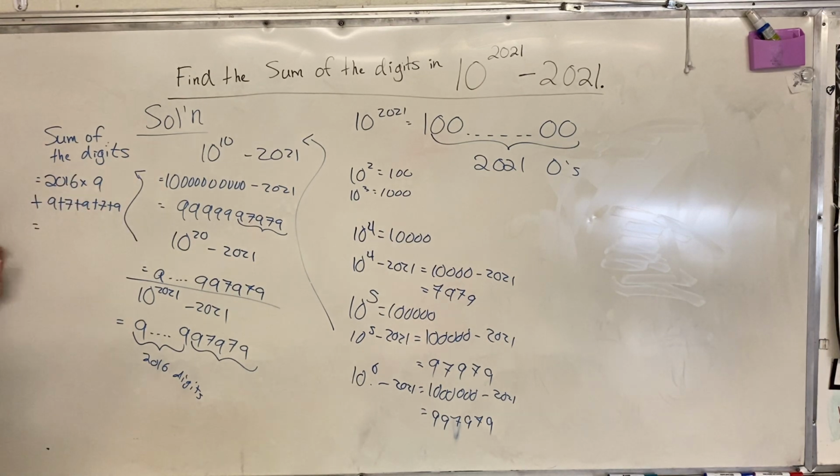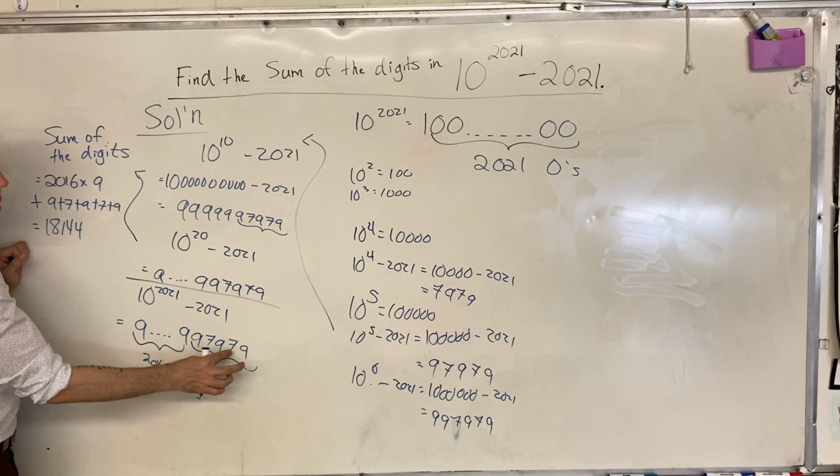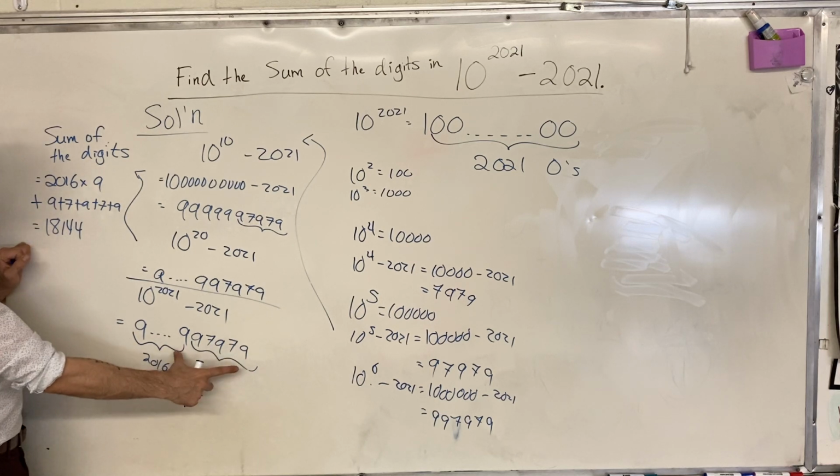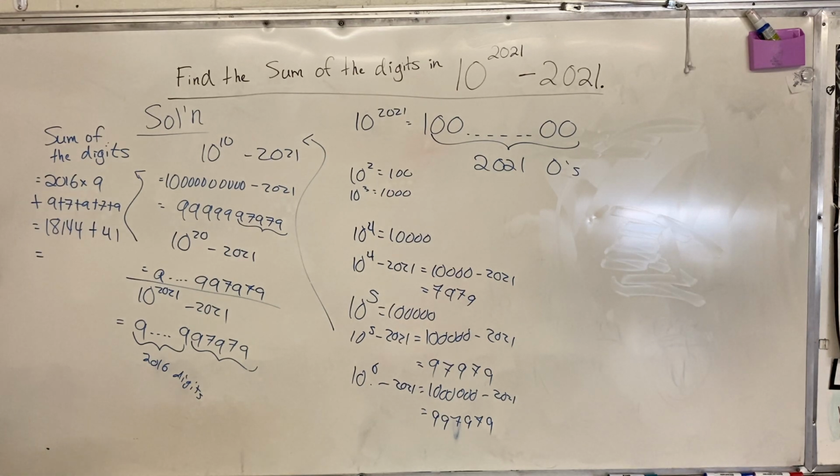And now we can actually evaluate this very quickly. We're going to get 2016 times 9, that is 18,144, and then plus these 5 digits, 9 plus 7 plus 9 plus 7 plus 9. You can go ahead and add those up mentally or with a calculator, but you're going to get 41. And finally, putting those all together, we're going to get a sum of 18,185. And there we have it.